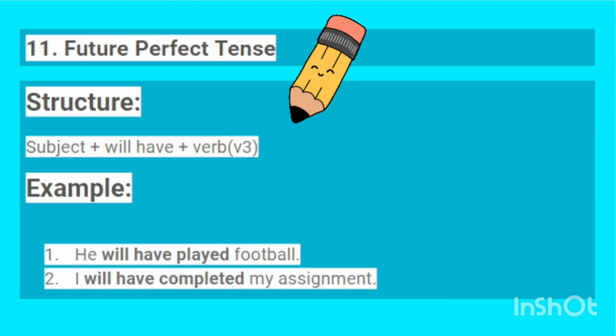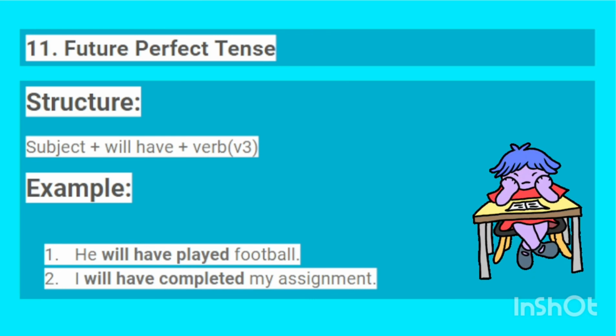Future perfect tense. The future perfect tense indicates actions that are complete or finished. These actions have not yet occurred but will occur and be finished in the future. This tense is formed with will plus have plus the past participle of the verb and then object. The traditional rule is that shall is used with first person I and we to form the future tense, while will is used with the second and third person forms. For example, he will have played football, I will have completed my assignment.